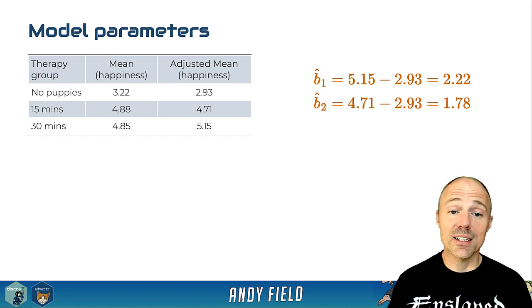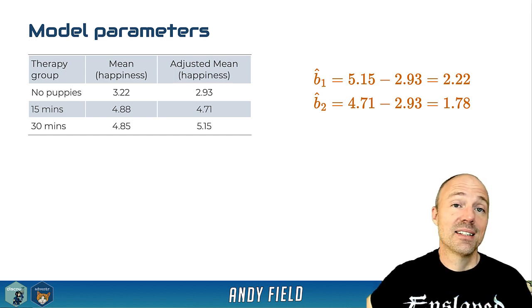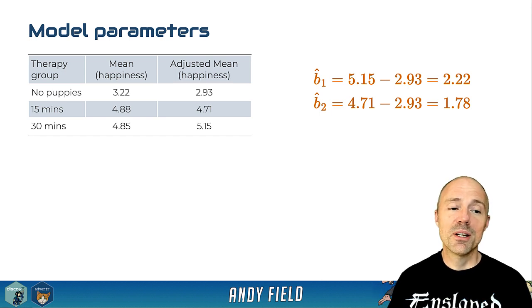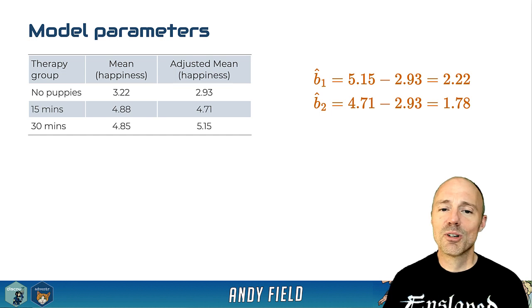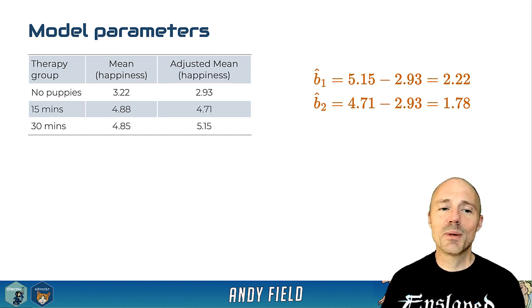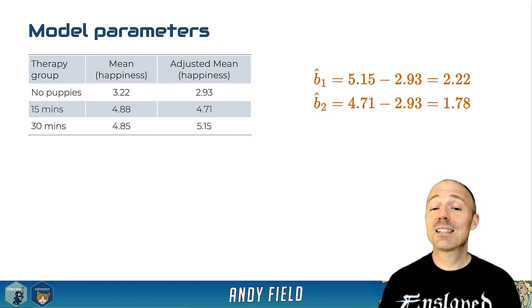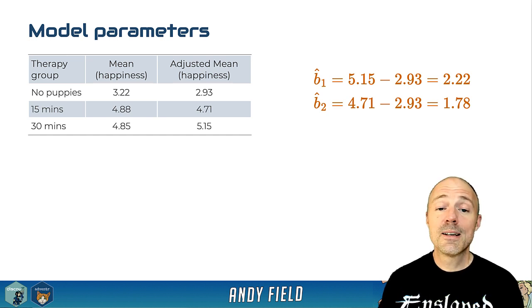between these adjusted means. So for beta 1, which represents the difference between the 30-minute group and the no puppy group, we'd look at the adjusted mean for the 30-minute group, which is 5.51, and subtract from it the adjusted mean for the no puppy group, which is 2.93. So this gives us a beta of 2.22.